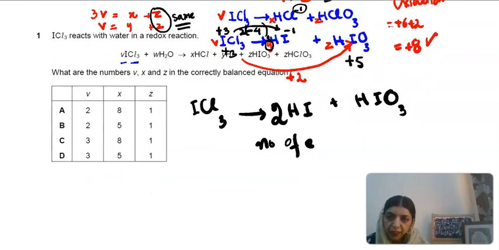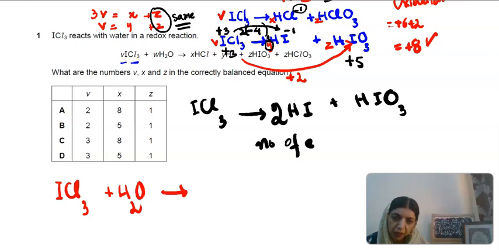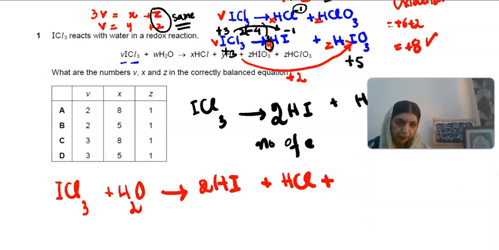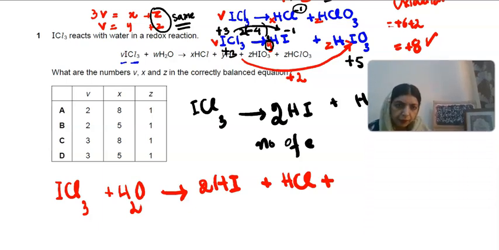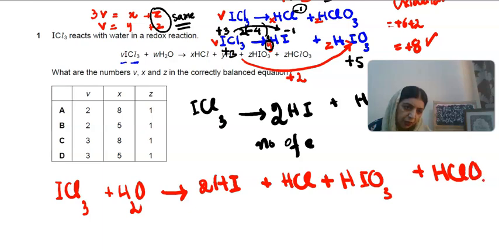Now you have your equation that is saying that you have ICl3, and trust me, you have done the bigger part. H2O, you balance the number of electrons. You get the 2HI plus HCl plus HIO3 plus HClO3. For sure, you don't have to change the number of HClO3 and HIO3.